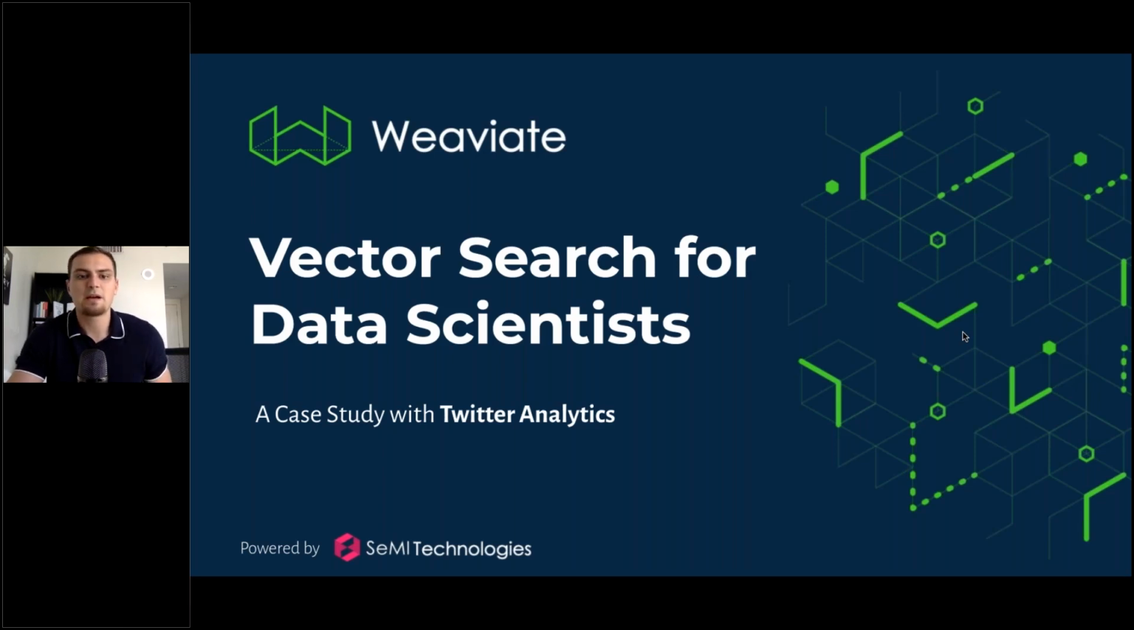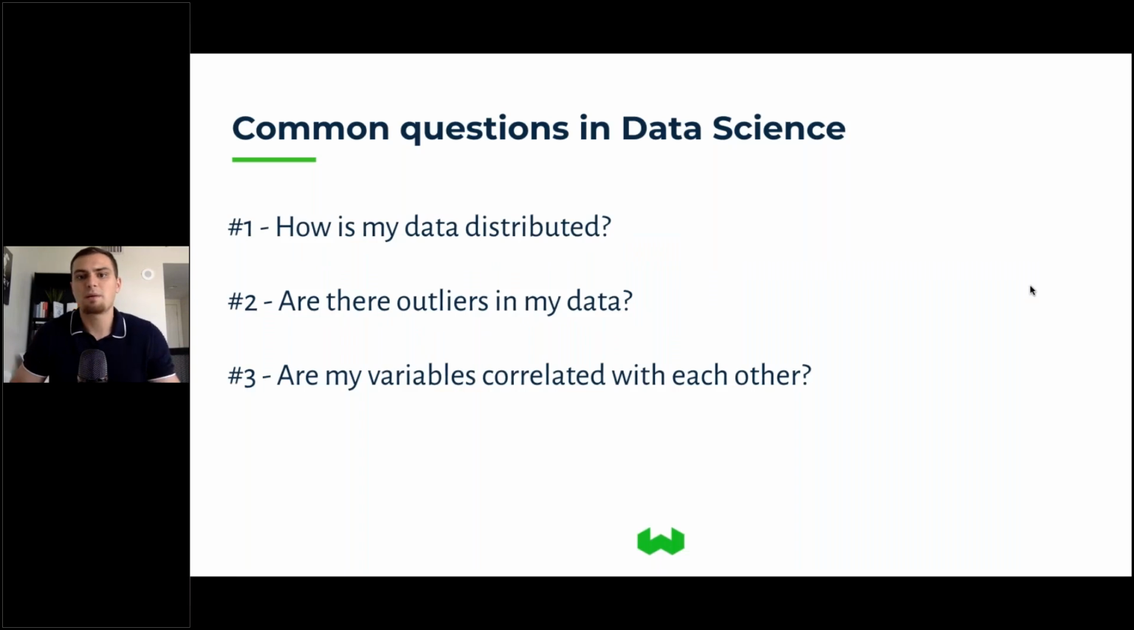So let's begin by getting into how I'm defining data science and how I'm looking at vector search. Some of the common questions in data science that we want to answer are things like, how is my data distributed? Are there outliers in my data? And are my variables correlated with each other?